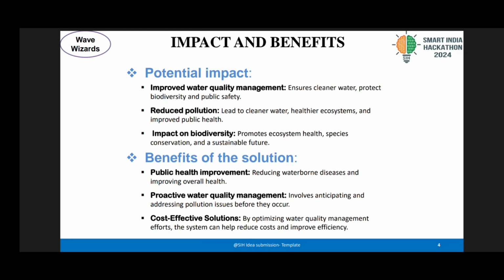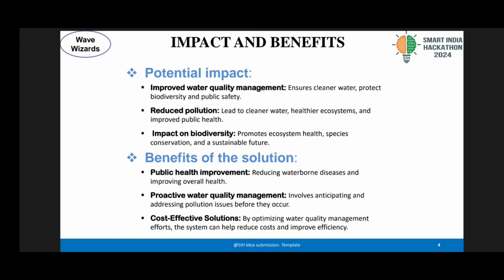Third is impact on biodiversity. The system helps maintain clean water, which is vital for ecosystem health, species conservation, and a sustainable future. By preserving habitats and protecting biodiversity, it supports diverse aquatic life and the conservation of endangered species.